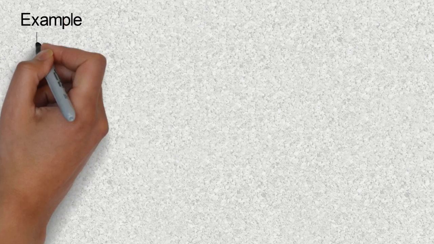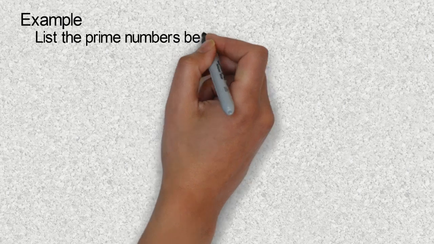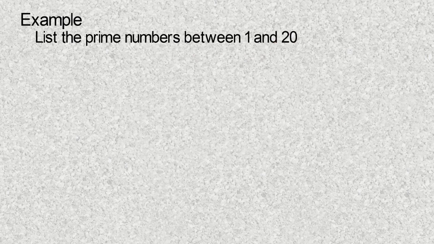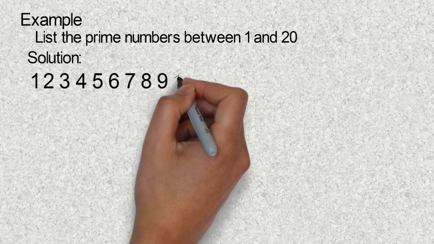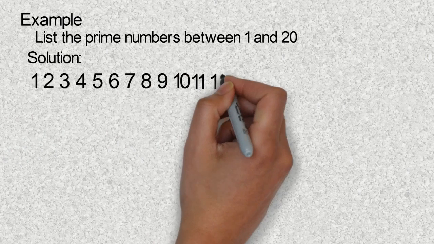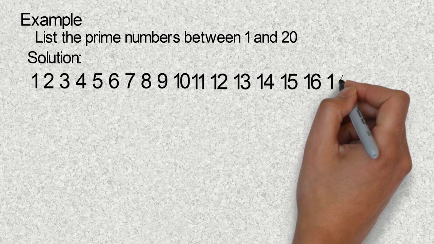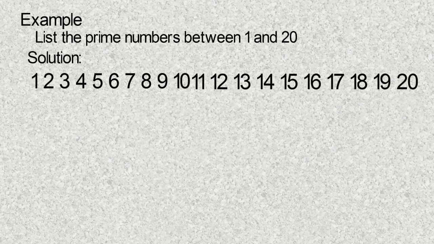So example, list the prime numbers between 1 and 20. So how do I do this? Let me first list out 1 to 20, then we can now find our prime numbers. So I have 1, 2, 3, 4, 5, 6, 7, 8, 9, 10, 11, 12, 13, 14, 15, 16, 17, 18, 19, and 20. So let's now look at our prime numbers here. 1, we say 1 can never be a prime number because it has only one factor.